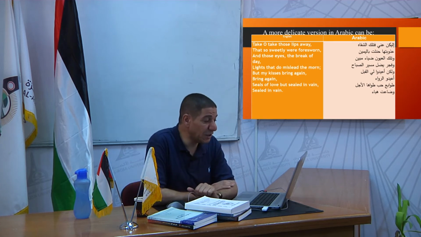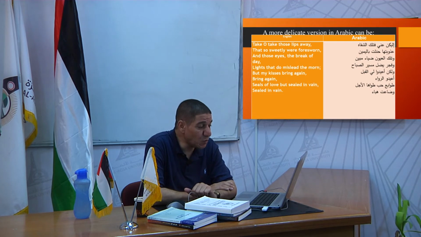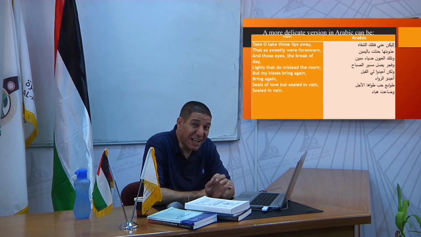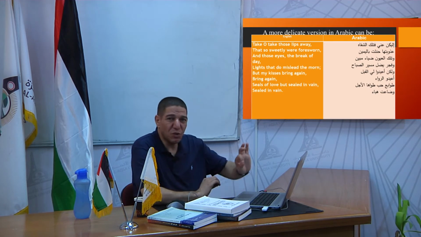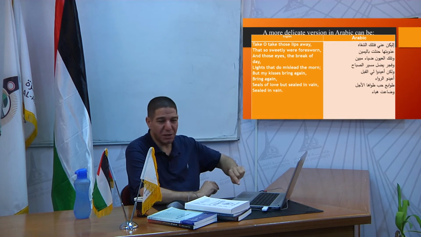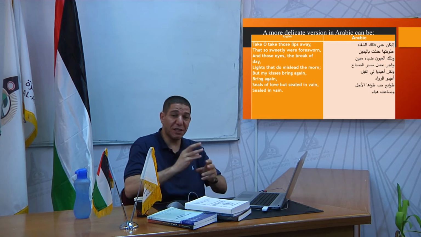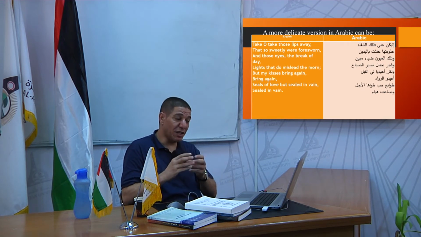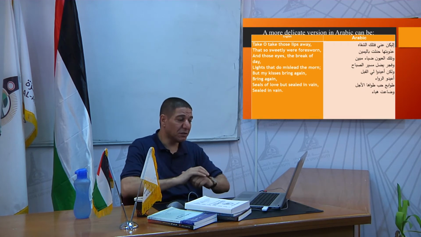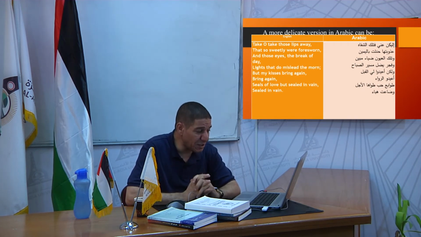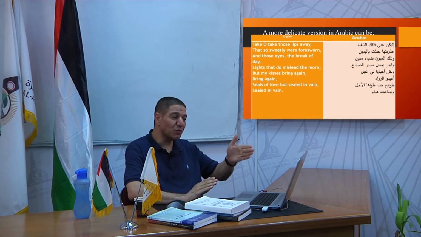عذوبتها حنثت باليمين وتلك العيون ضياء مبين. Look, he added, this is translation by addition, he added the word مبين in order to attain the rhyme. اليمين مبين وفجر يضل مسير الصباح. Where did he bring مسير from? ولكن أعيد لي القبل أعيد الرواء. Look, now he varied. There is a noun variation, word variation. القبل الرواء. طوابع حب طواها الأجل وضاعت هباء. There is some sort of rhyme in this.